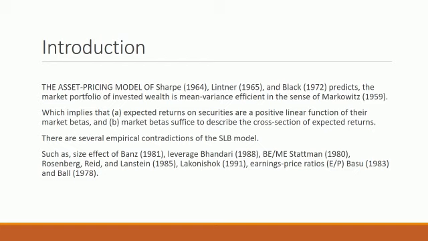Similarly, Stattman in 1980 and Rosenberg, Reid, and Lanstein in 1985 find that the average returns on US stocks are positively related to the ratio of a firm's book value of common equity to its market value, which is ME. Also, Chan, Hamao, and Lakonishok in 1991 find that book-to-market equity has a strong role in explaining the cross-section of returns on Japanese stocks. Finally, about the earnings-price ratio, Basu in 1983 shows that the earnings-price ratio helps to explain the cross-section of average returns on US stocks in tests that also include size as well as market beta. So all these variables can be regarded as different ways to scale stock prices.